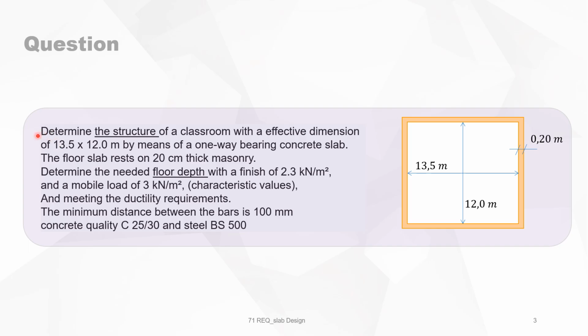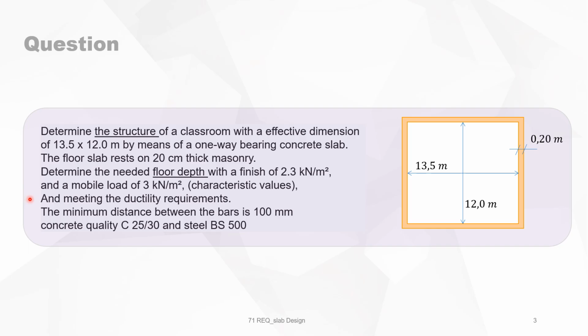Determine the structure of a classroom with an effective dimension of 13.5 by 12 meters by means of a one-way bearing concrete slab. The floor slab rests on 2 centimeters thick masonry. Determine the needed floor depth with a finish of 2.3 kilonewton per square meter and a mobile load of 3 kilonewton per square meter, all in characteristic value.